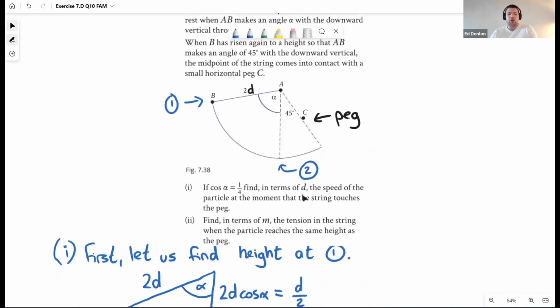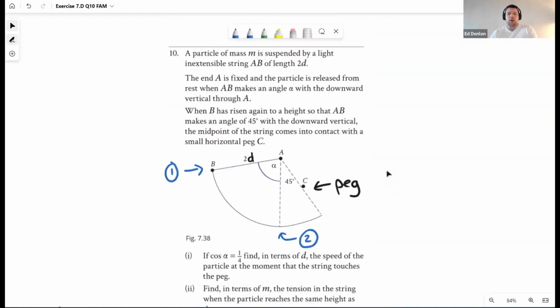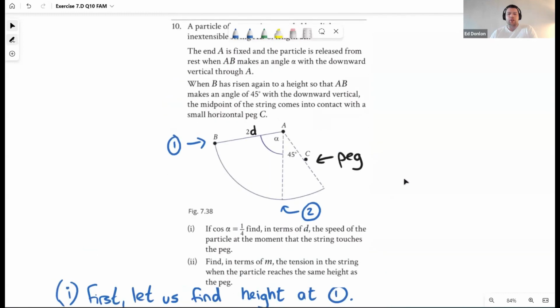If cos alpha is equal to a quarter, find in terms of d the speed of the particle at the moment that the string touches the peg. In these questions, when we have to consider different positions, we're going to use conservation of energy quite often. So we're going to consider two positions. The first one is our starting position B, and the nice thing about it is that the particle is released from rest, so our speed is going to be 0 at B.